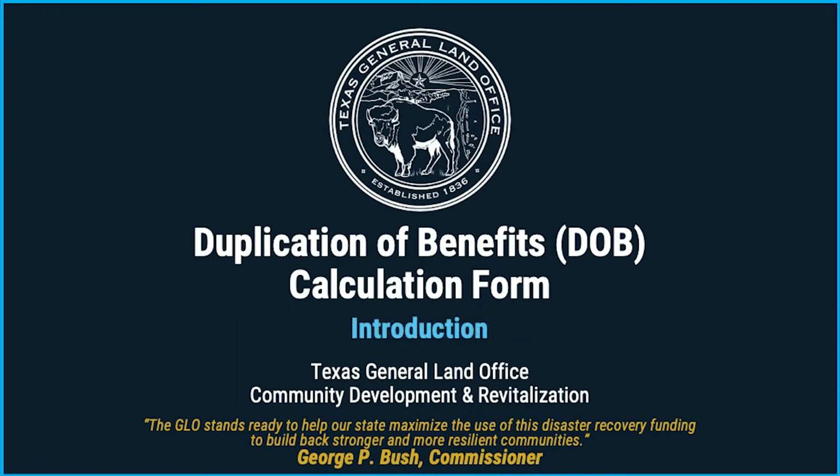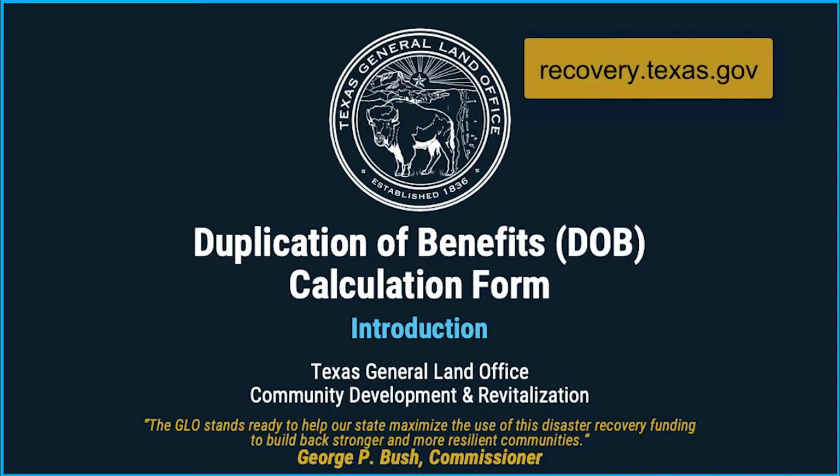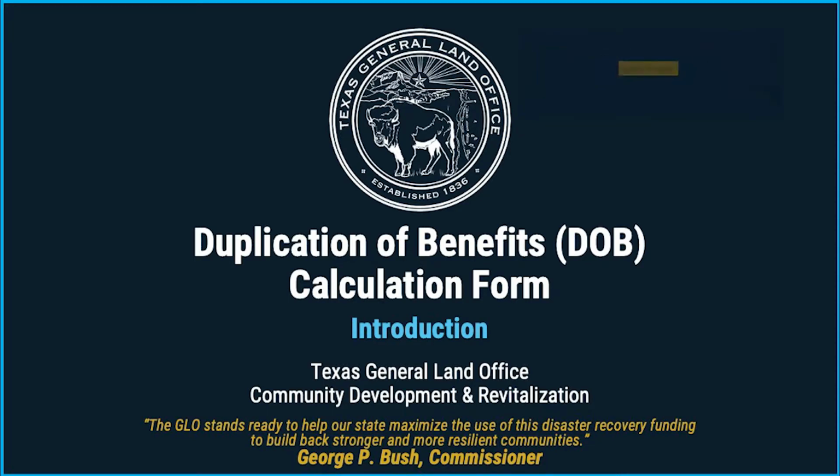A hyperlink to the GLO's Duplication of Benefits or DOB Calculation Form can be found on the Texas General Land Office website at recovery.texas.gov. To locate the document, go to the local buyout and acquisition program page, which is linked below in the description section of this video.